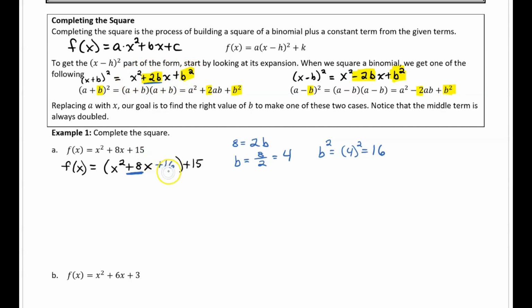But if I add 16, that means I'm changing the whole function, right? I can't just add numbers to a function and it's going to stay the same. That's not true. So if I'm adding 16 on the inside here, I'm going to subtract it on the outside. That keeps my function balanced and it doesn't actually change the value. So I said this was a little bit tricky because it's like introducing a special version of 0.